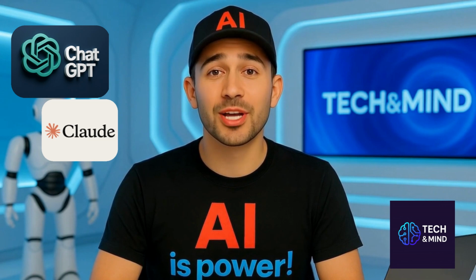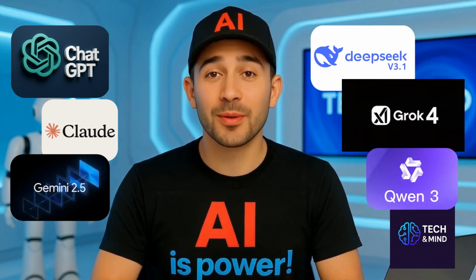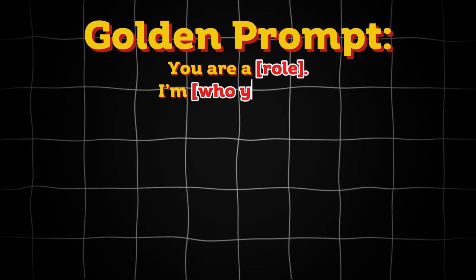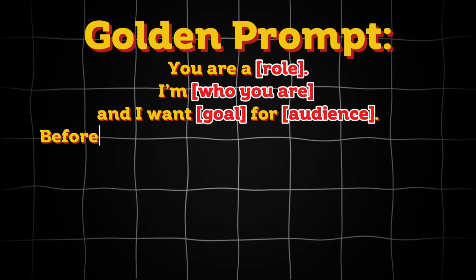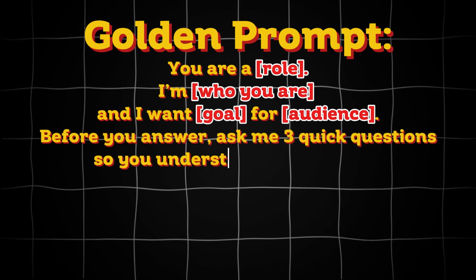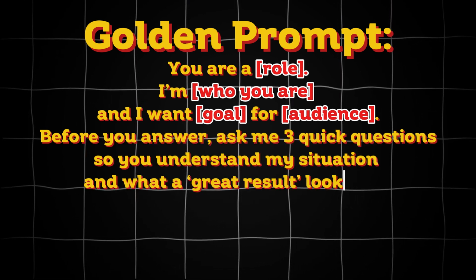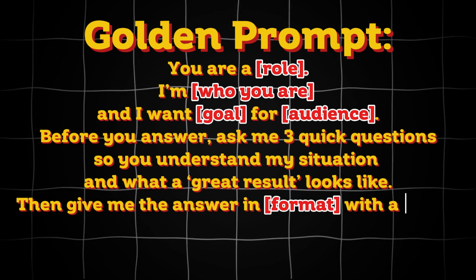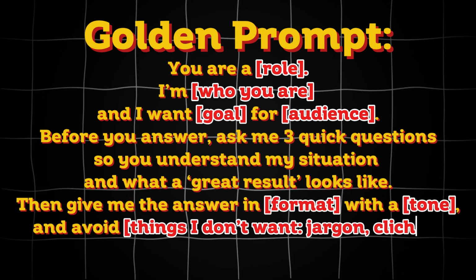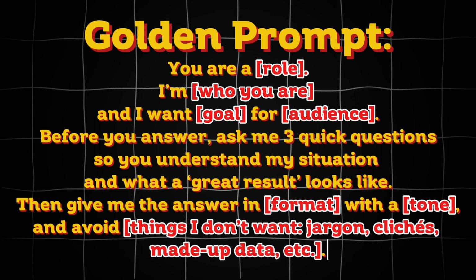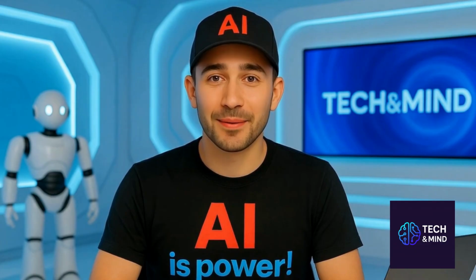Now, as promised, here's the golden prompt. You can paste this at the start of any chat with ChatGPT, Claude, Gemini, whatever you use. Feel free to pause and screenshot. Golden prompt, short version: "You are a [role], I'm [who you are], and I want [goal] for [audience]. Before you answer, ask me 3 quick questions so you understand my situation and what a great result looks like. Then give me the answer in [format] with a [tone] and avoid things I don't want: jargon, cliches, made-up data, etc." Paste this, answer the questions, and suddenly AI stops guessing and starts co-creating with you.